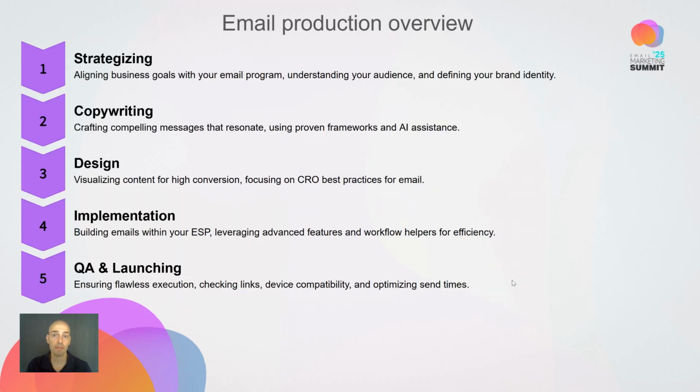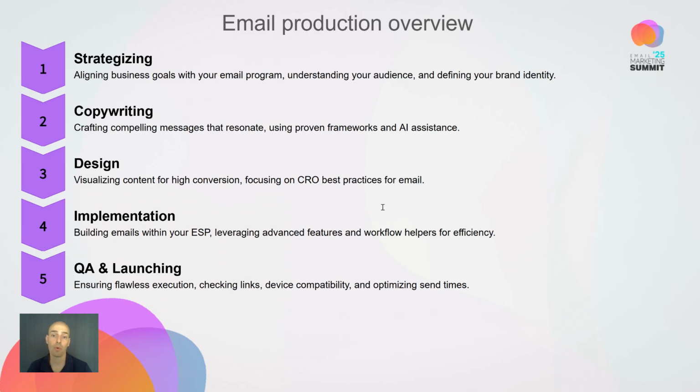So here is a brief email production overview. It all starts with strategizing. This comes first. Whatever you do, if you don't have a vision in mind, if you just start writing a piece of copy and you don't have a goal behind it, you won't get very far. So this is where you need to start. The idea of creating the strategy is to align everything you ideate with your business goals.